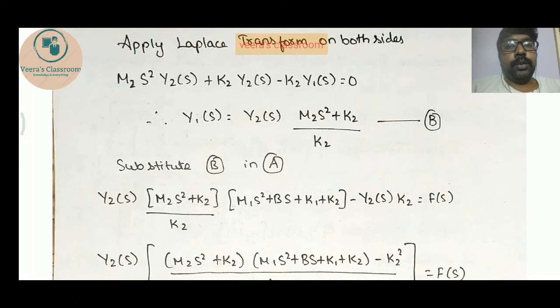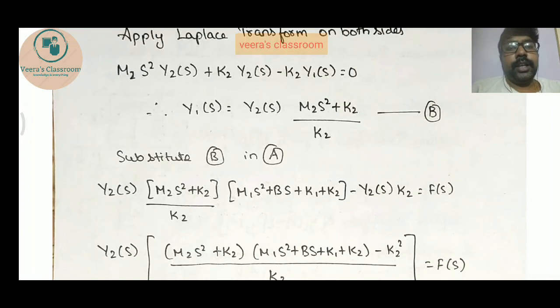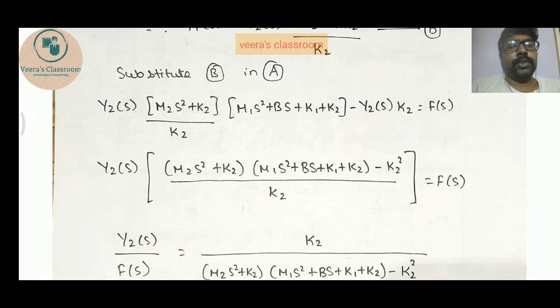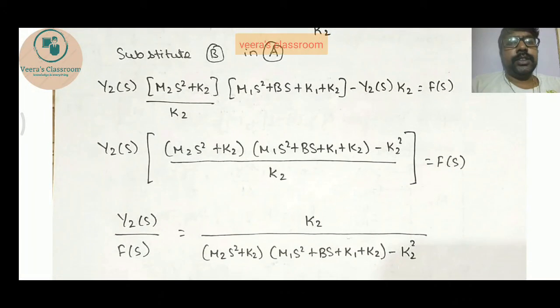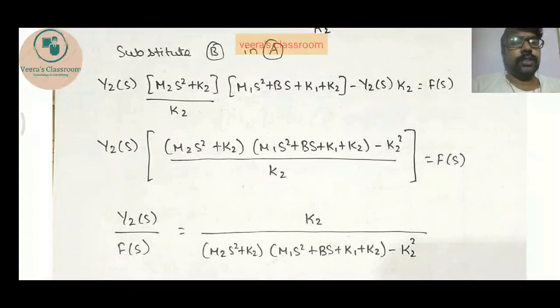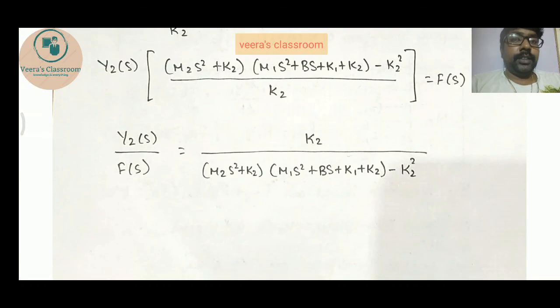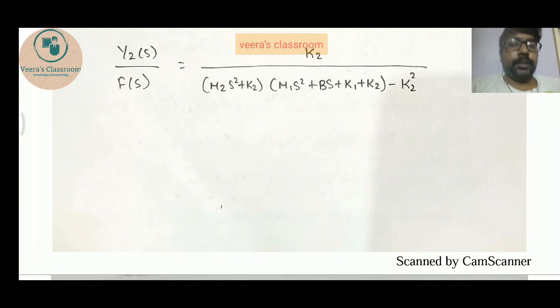So the entire Y1 of s is completely eliminated, and here the terms are based on Y2 of s, and the right hand side is F of s. So I will take the common Y2 of s, and our objective is to get only Y2 of s by F of s. Now we will do some cross multiplication. The right hand side F of s will come to the left hand side denominator, and this entire term which is in the square bracket will move to the right side. So the denominator moves to the numerator, and the numerator becomes denominator. We got the answer now. So the entire answer for the first problem has been obtained.